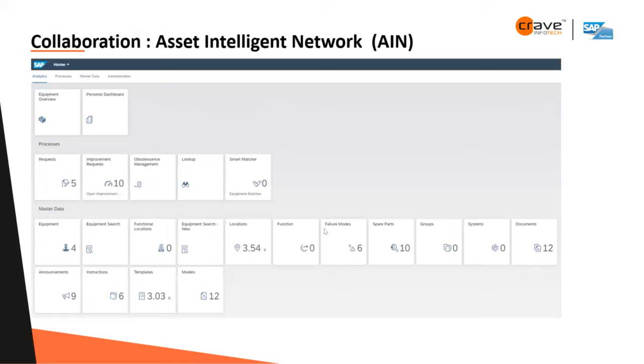Next slide, please. This is a bigger view of the actual features we have in the IAM space. For analysis, we have the equipment overview, where for one equipment you can see all the dashboards. You can even create personal dashboards in IAM. And we have different processes, like requests, improvements, and RCM, which we can enable in IAM.